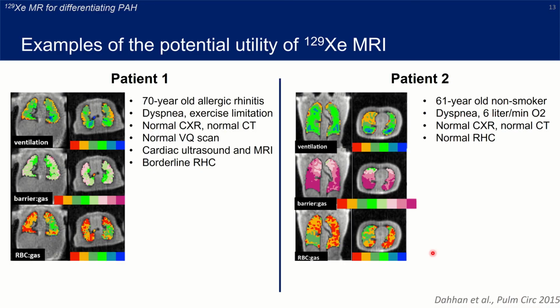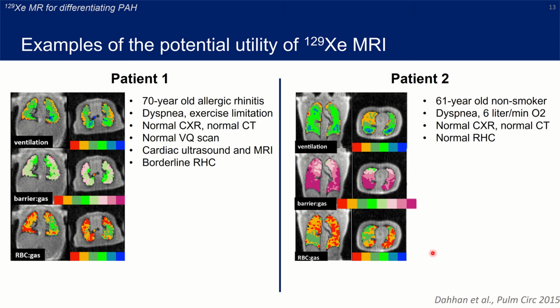So here are a couple of examples of what we call zebras, and clinically, these are cases which are very difficult for us to figure out despite extensive testing. Here are two patients who we saw in our clinic who, despite the conventional studies, it was really unclear as to why they were so short of breath.